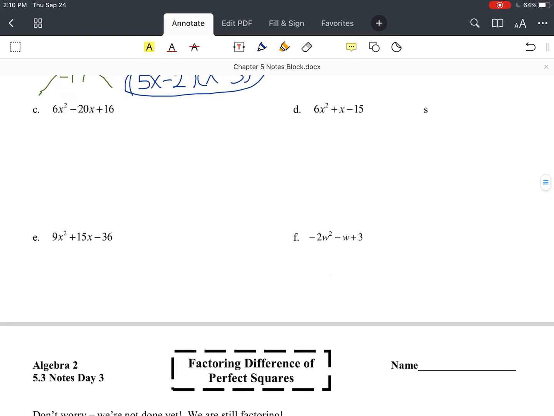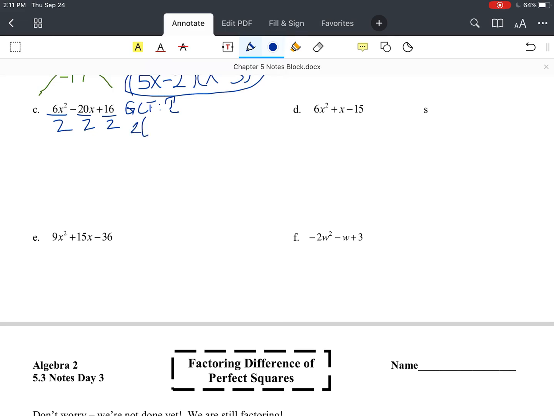All right, let's try letter C. So again, step 1 is to see, do you have a GCF? Number 6, I do. 6, 20, and 16 are all divisible by 2. So I have a GCF this time of 2. So I'm going to divide out 2. And when I do that, I have a 2 out in front. I have to make sure I include that in my final answer. Sometimes people forget that. And I'm left with 3x squared minus 10x plus 8, just dividing out 2.